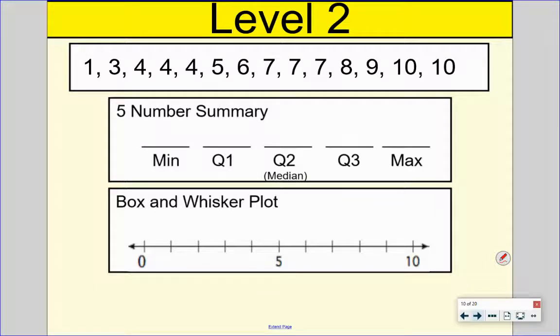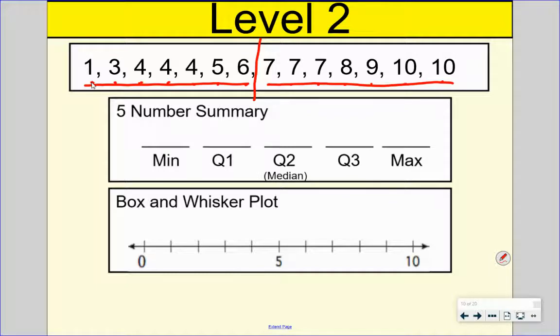How many numbers are there? We have 1, 2, 3, 4, 5, 6, 7, 8, 9, 10, 11, 12, 13, 14. Okay, so we have 14 numbers up here. So we know if we were to divide those in two, we'd have 7 in the lower half and 7 in the larger half. So 1, 2, 3, 4, 5, 6, 7. So we have between the numbers 6 and 7, 7 pieces of data on the lower half and 7 pieces on the upper half.